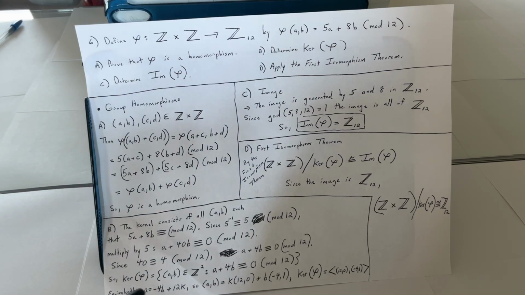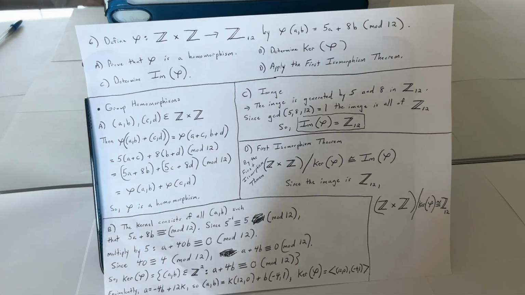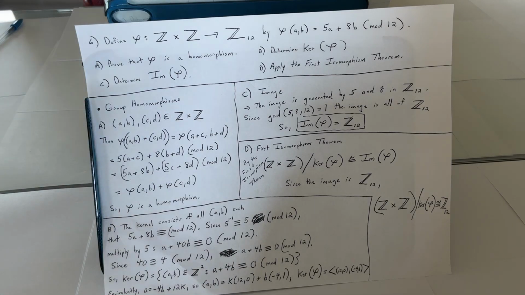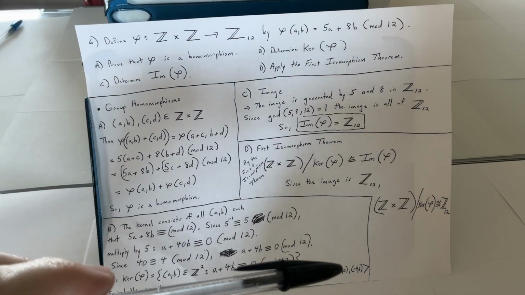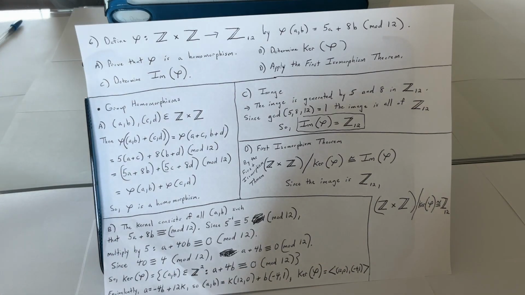Equivalently, a = -4b + 12k, so (a, b) = k(12, 0) + b(-4, 1), and the kernel here equals the following: the kernel is generated by (12, 0) and (-4, 1).